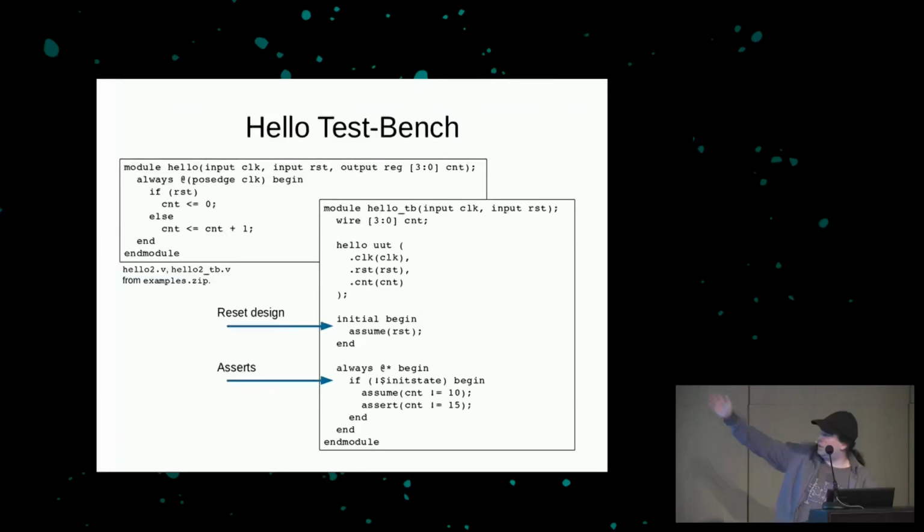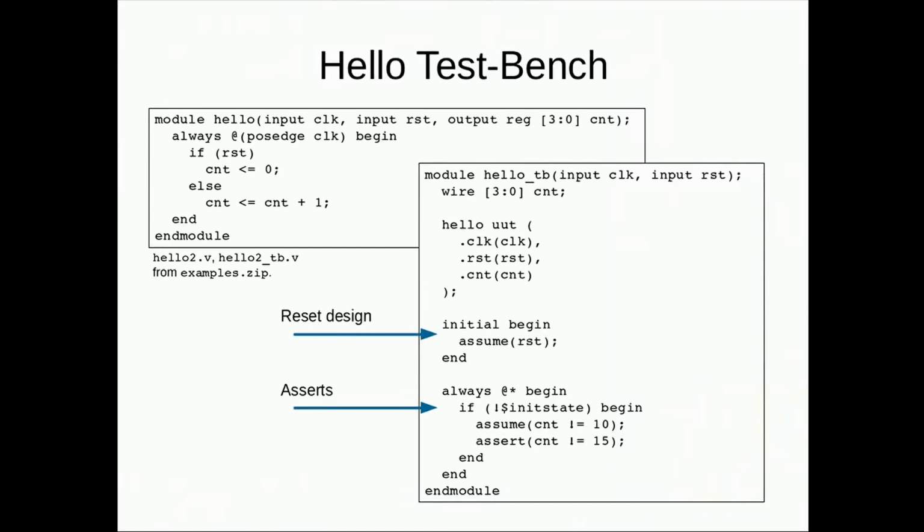And in our formal test bench on the right, we assume that the reset signal will be high initially in the first cycle. So because of that, we reset the design from outside from the test bench in the first cycle. And then we have the same assumption and assertion combination we had before, but now with a condition around it that we don't check it in the initial state. So in the initial state, we don't care what count is because it can be anything. We just wait for the reset to complete, and after the reset has completed, when we're not in the initial state anymore, then we actually apply our assumption and assertion.